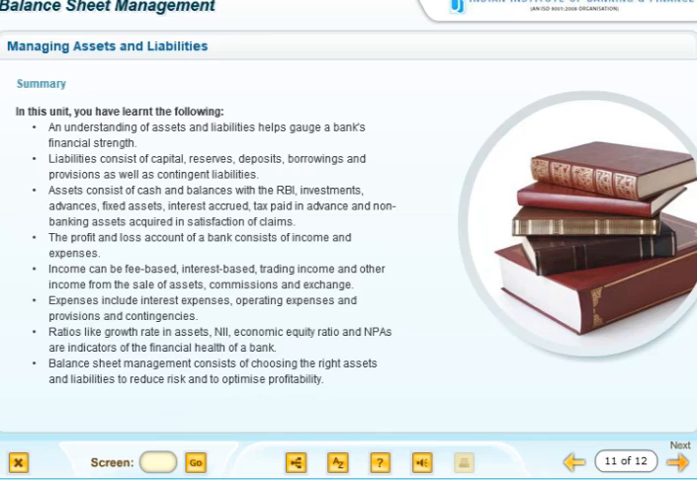The profit and loss account of a bank consists of income and expenses. Income can be fee-based, interest-based, trading income, and other income from the sale of assets, commissions, and exchange. Expenses include interest expenses, operating expenses, and provisions and contingencies. Ratios like growth rate in assets, NII, economic equity ratio, and NPAs are indicators of the financial health of a bank. Balance sheet management consists of choosing the right assets and liabilities to reduce risk and to optimize profitability.